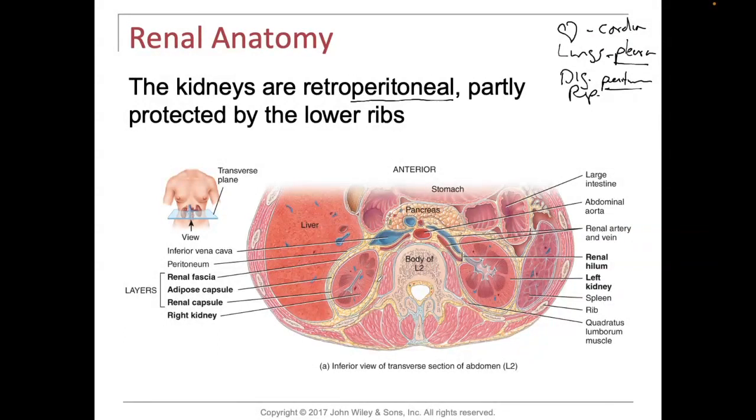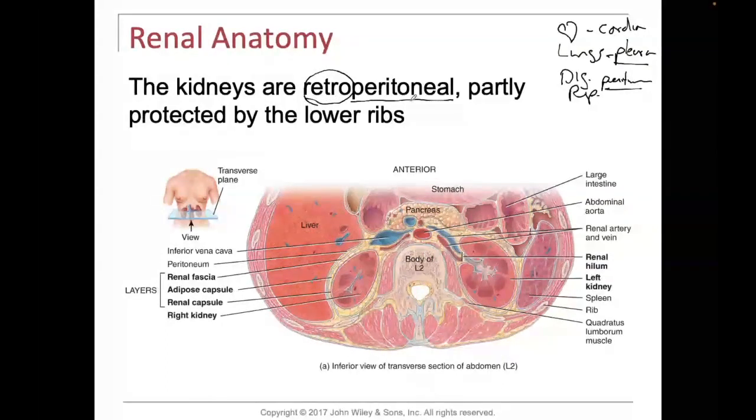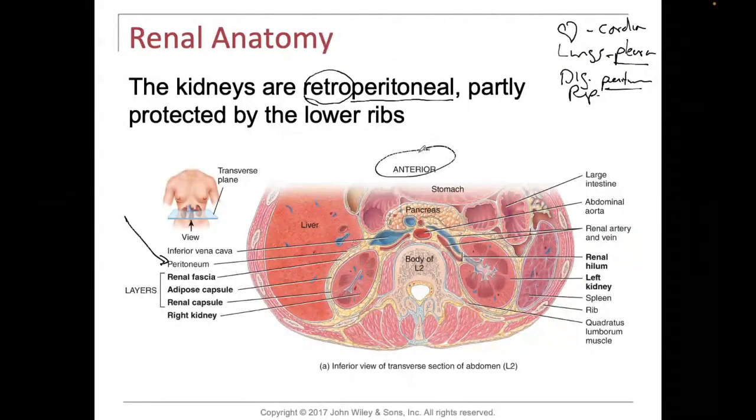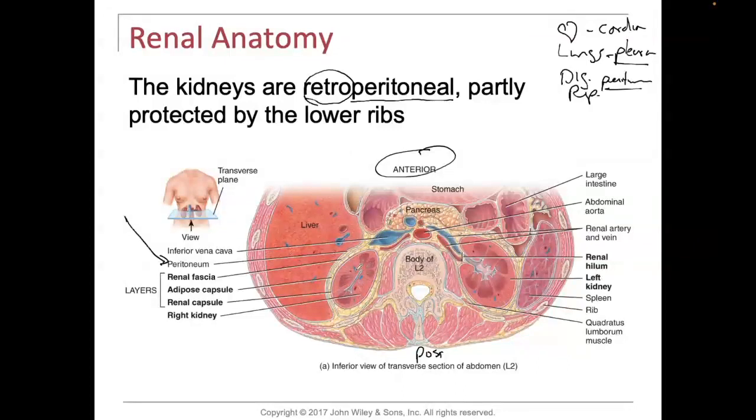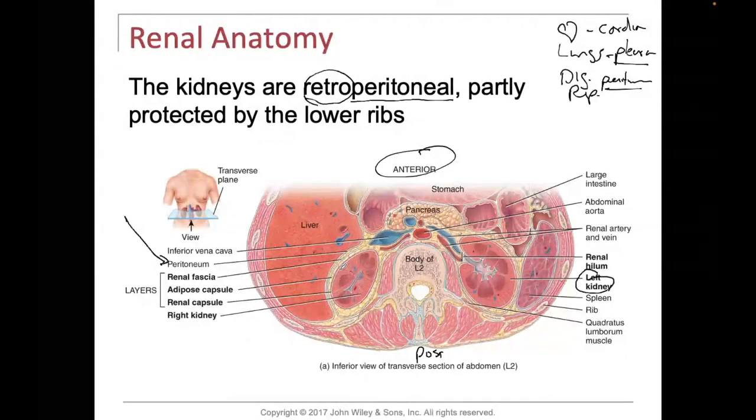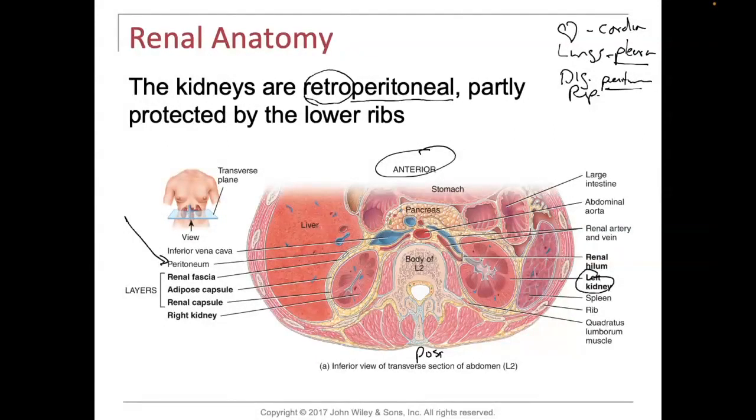All right. So peritoneum and retro, now this means we are behind the peritoneum. So right here, you could see the peritoneum. This is anterior. Back here is posterior. So we can see that the kidneys, which are here, the left kidney, and here's the right kidney. So the kidneys are behind, or retroperitoneal.